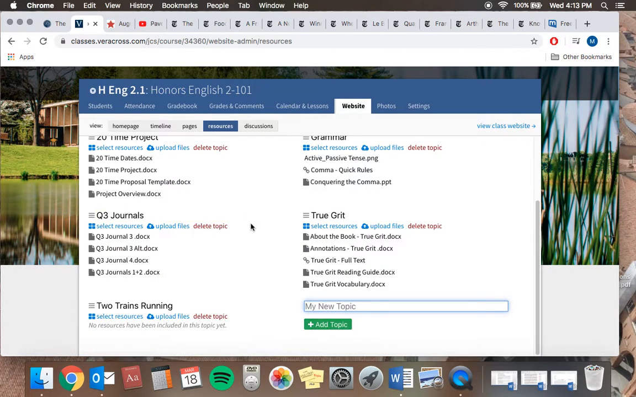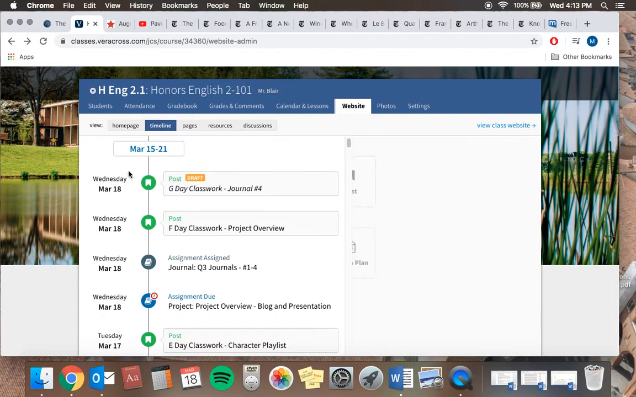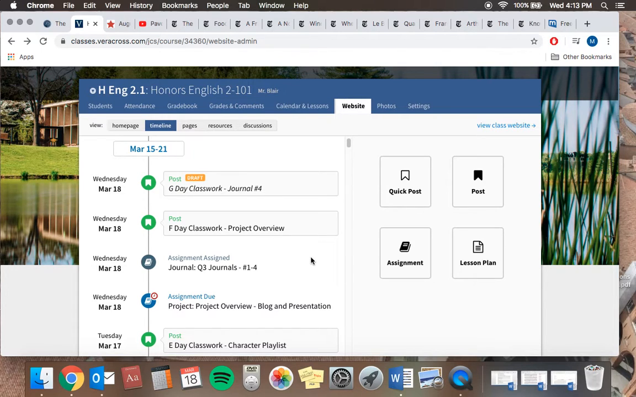So if you're searching around to try to find more information, if you missed something, the quarter 3 journals, I did post them all here under resources. Journals 1 and 2 about Othello, journal 3 and journal 3 alternate about True Grit, and journal 4 about Two Trains Running, which I had asked you to read Act 1, Scene 1 for today. Journal 4 is going to be based on that. It's also going to be based on a video that I want you to watch on YouTube that I posted the link here for.